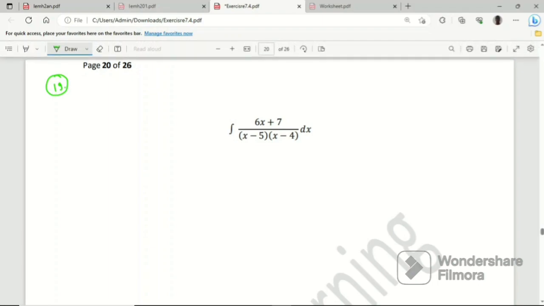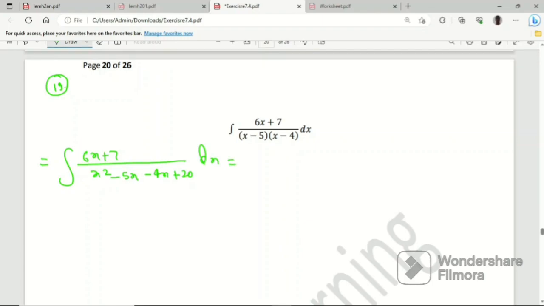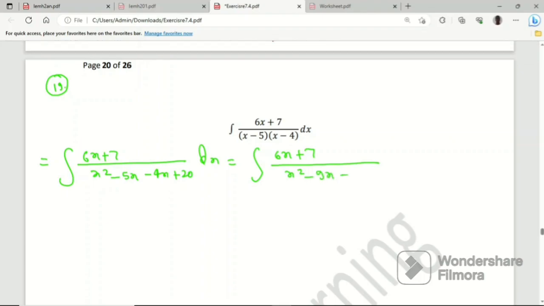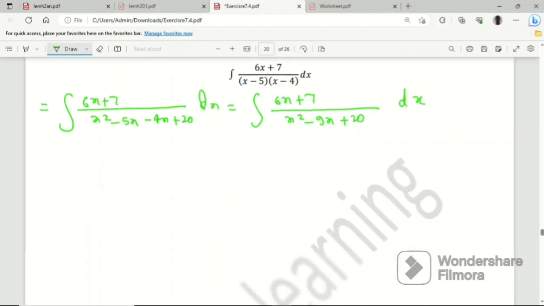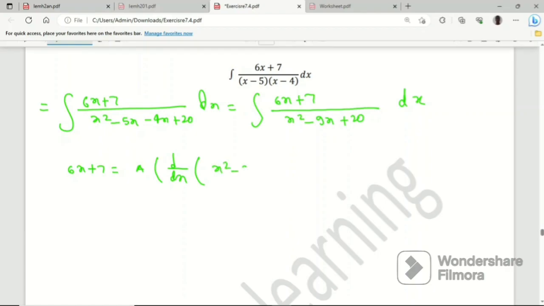Again, can we try the substitution method? We need to see. At first, we'll expand the denominator. So I'll get 6x plus 7 upon x square minus 5x minus 4x plus 20 dx. 6x plus 7 upon x square minus 9x plus 20. Differentiation of the denominator will give me 2x minus 9. So there is no advantage of using the substitution method. So again I will have to use, in similar fashion, 6x plus 7 equal to a into differentiation of x square minus 9x plus 20.